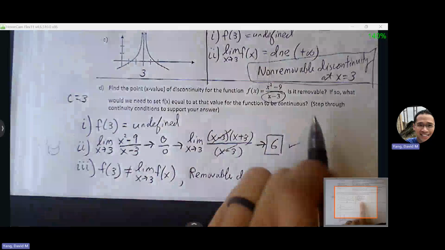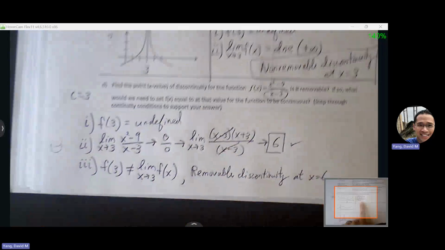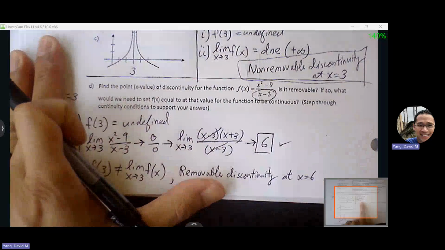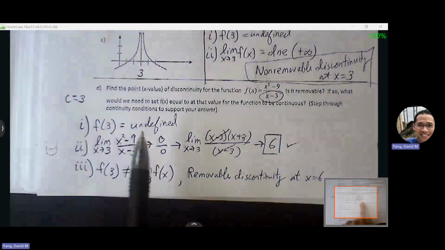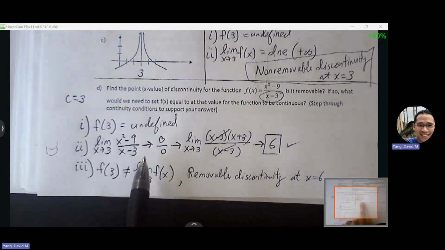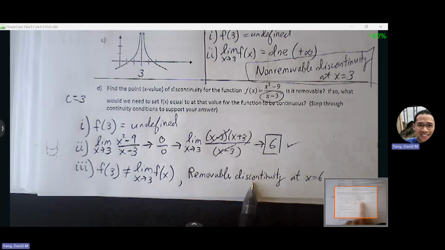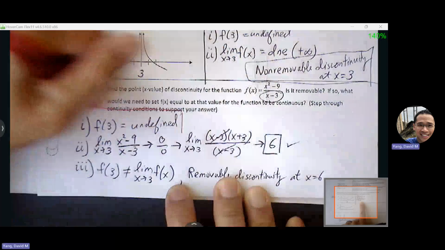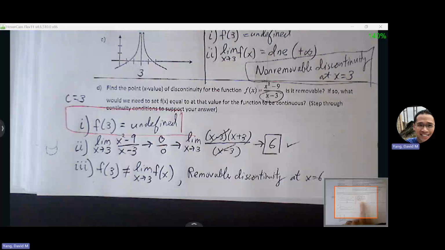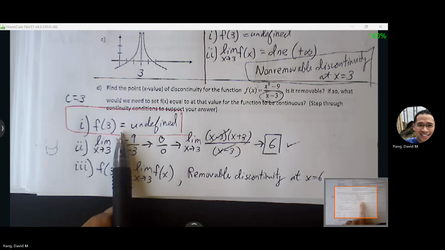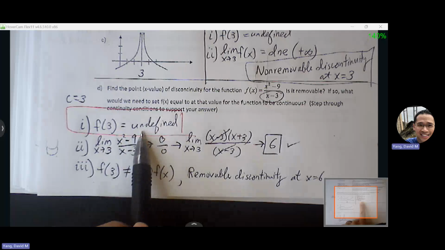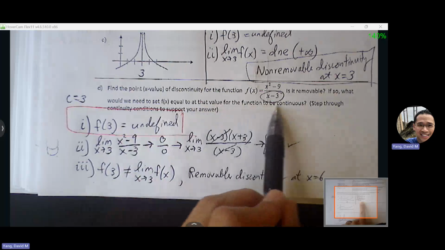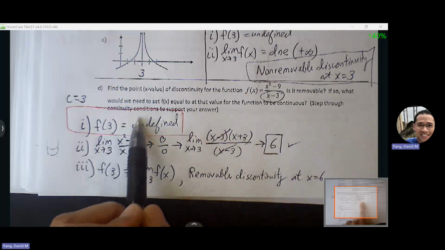Now, there's one more part to this problem. It says, if we show that it's a removable discontinuity, what would we need to set f of x equal to so that the function is continuous? So basically, if we can go back and change something, what will we change to allow for that hole to be filled in? This is what I would change here. What can we change? Make f of 3 what? 6, yeah. So basically, there's a hole.